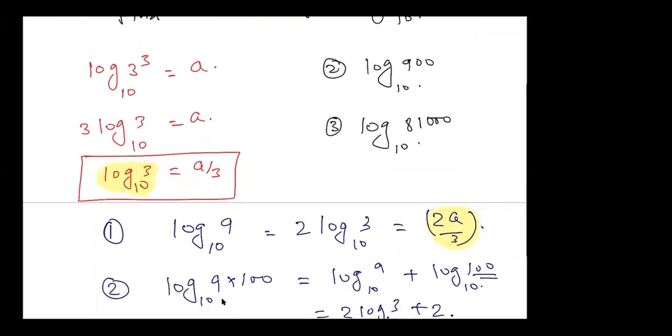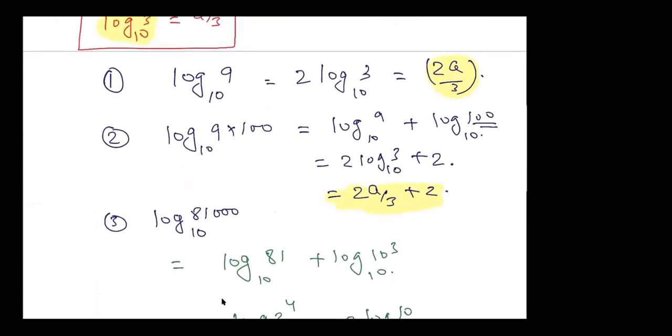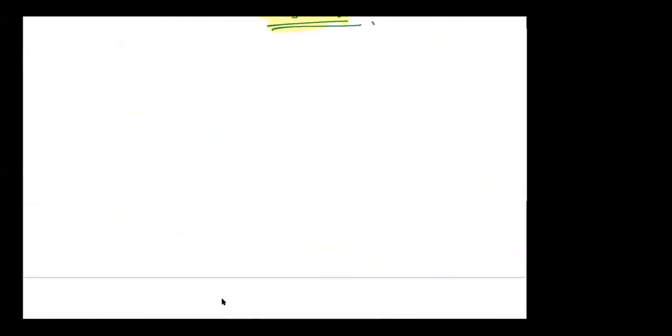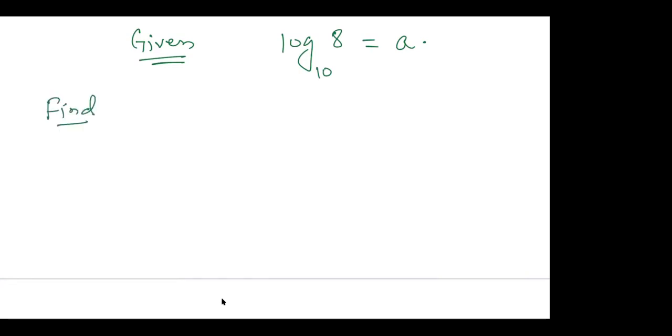Now see, the next round of this, I guess everyone is getting this. Okay, next. Now see, it's given: log 8 base 10 is equal to A. Find the value of log 16 base 10 plus log 32 base 10.